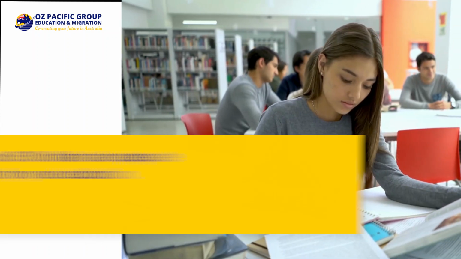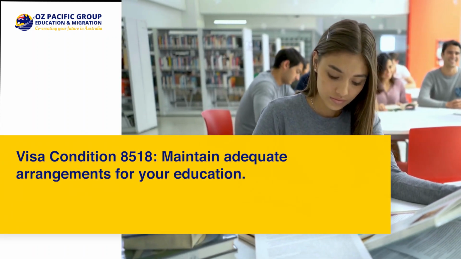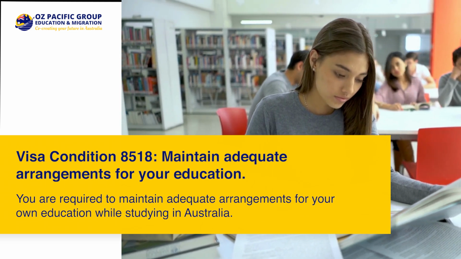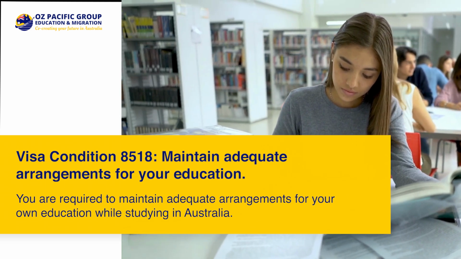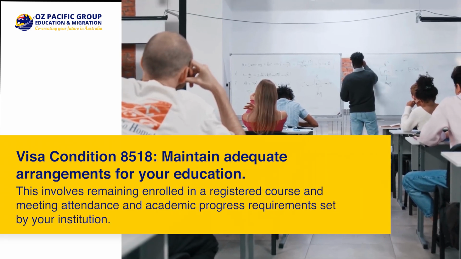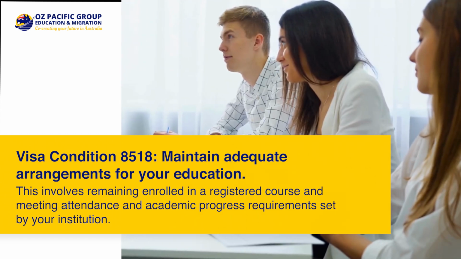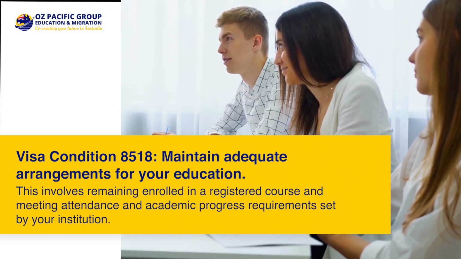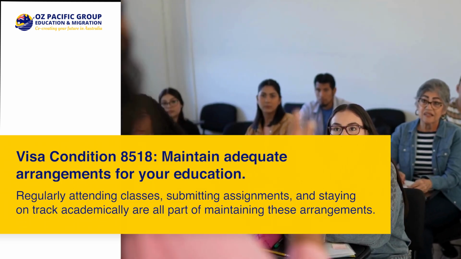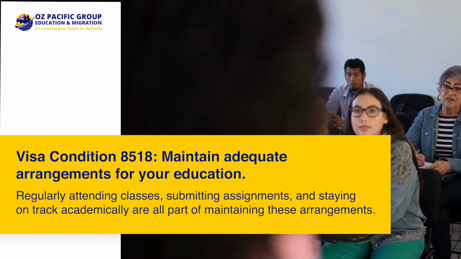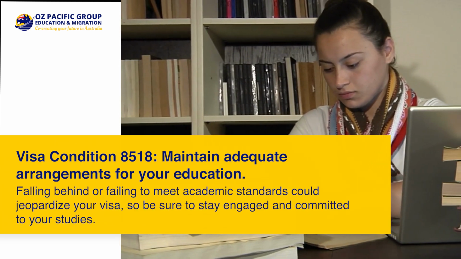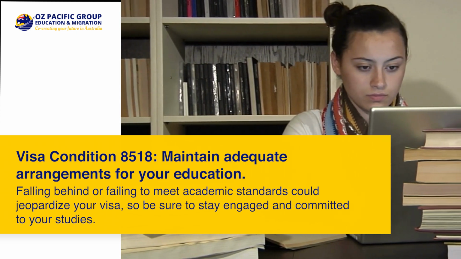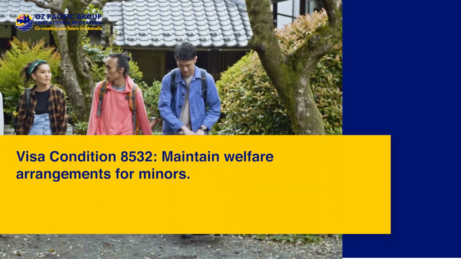4. Visa Condition 8518. Maintain adequate arrangements for your education. As an international student, you are required to maintain adequate arrangements for your own education while studying in Australia. This involves remaining enrolled in a registered course and meeting attendance and academic progress requirements set by your institution. Regularly attending classes, submitting assignments, and staying on track academically are all part of maintaining these arrangements. Falling behind or failing to meet academic standards could jeopardize your visa, so be sure to stay engaged and committed to your studies.